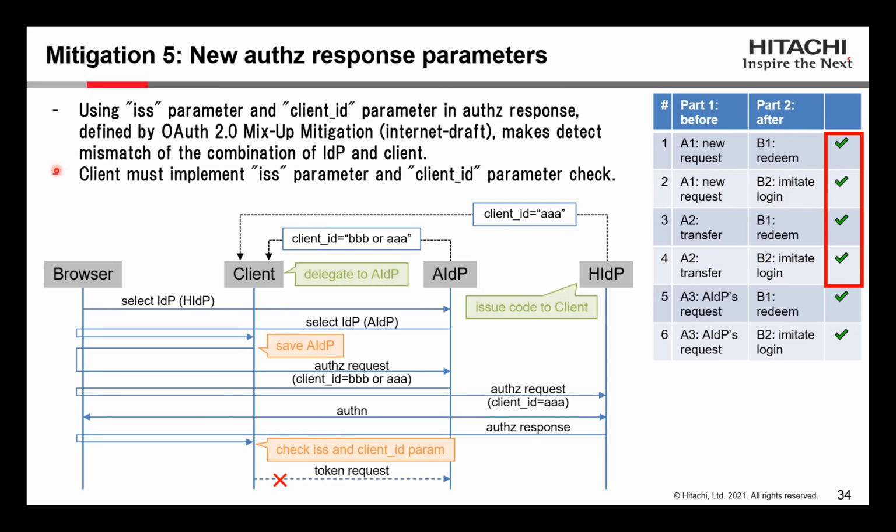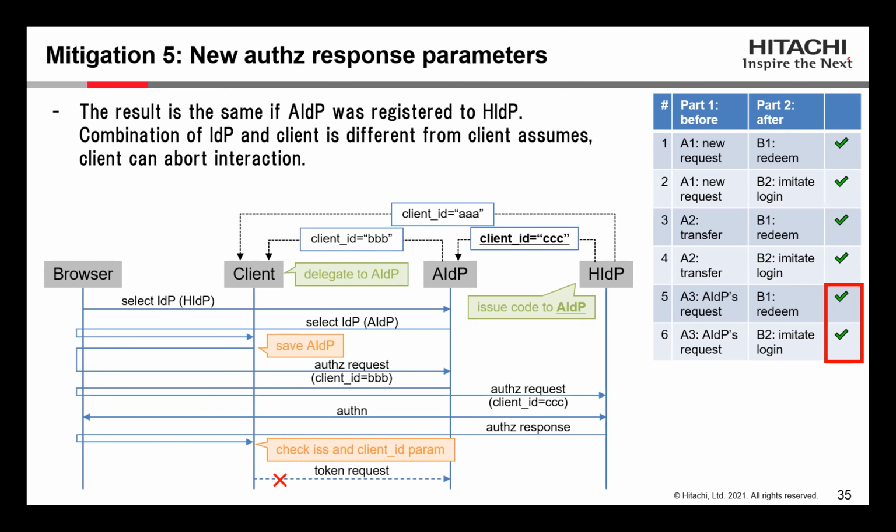Here, regarding patterns 1 to 4, I describe how this mitigation works. As with mitigation 1, the client saves that the user selects AIDP, in something like a session, at this timing. And the client checks the ISS parameter and client ID parameter at this timing. Here, the ISS parameter represents HIDP, not AIDP. So the client can detect the attack.